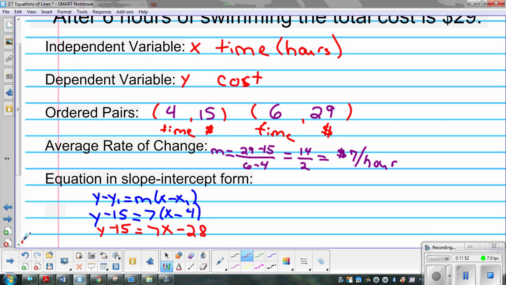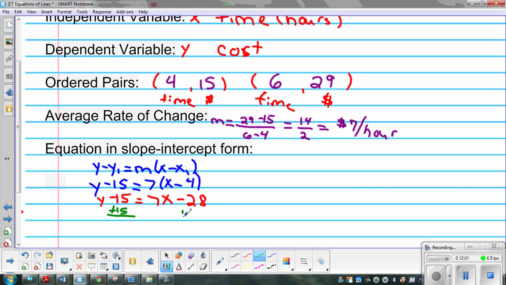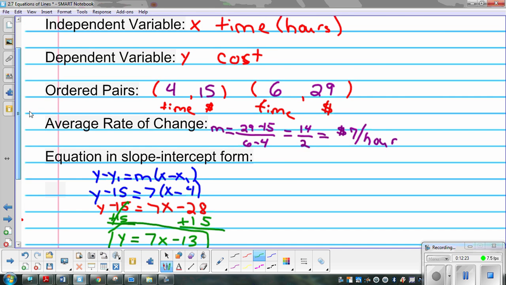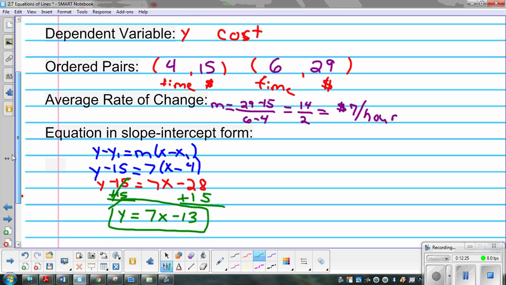So now, the only thing we have left is to move the minus 15. Well, the inverse or opposite of minus 15 is plus 15. So we're going to write plus 15 on both sides of the equation. That gives us the equation y equals 7x minus 13. So there is the equation that would be used to find your total cost no matter how many hours you spend swimming at the pool.